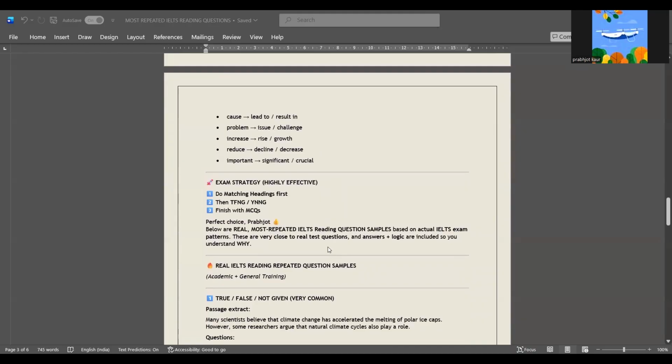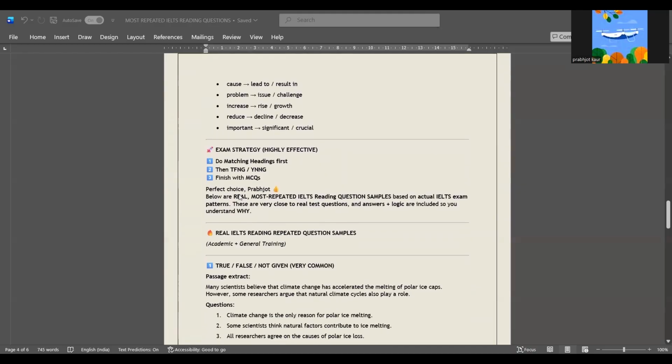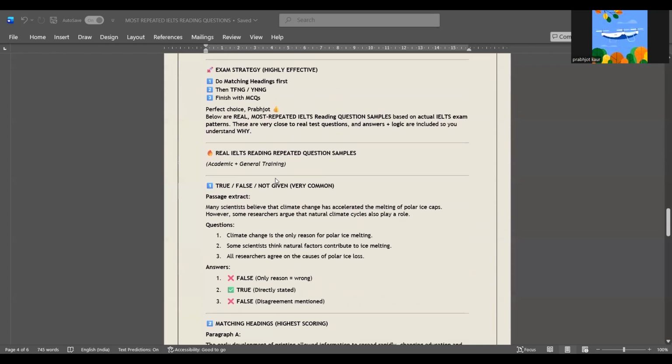Exam strategy, highly effective: do Matching Headings first. So you should read the first paragraph, then finish with MCQ, then True, False, Not Given, sentence starters, and answer fractions.